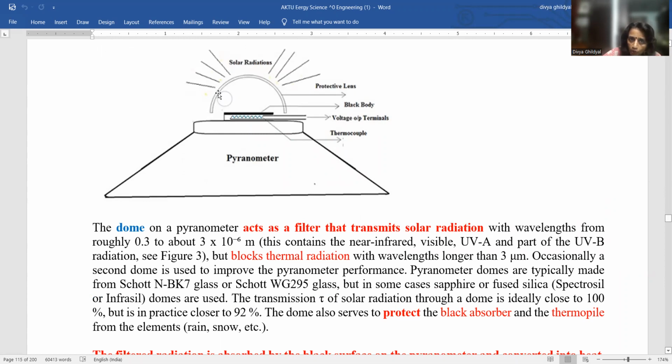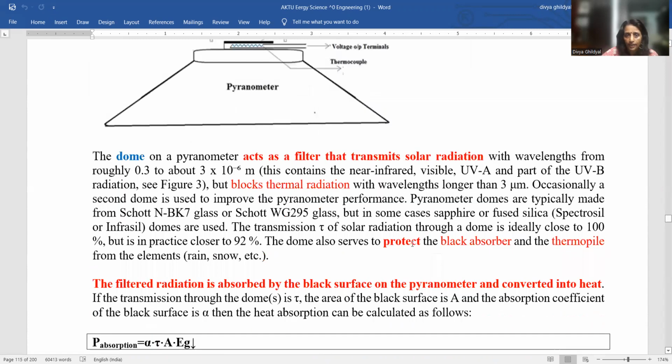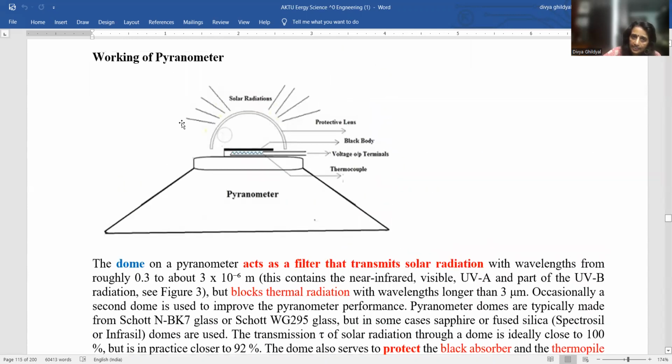This dome also serves to protect the black absorber and the thermopile which I have kept here from natural calamities like rain, snow, thunderstorm, etc. Suppose I carry this pyranometer to a place and suddenly snowfall happens. Then the snowfall can damage my apparatus. So this dome is going to protect it. That is why the pyranometer in itself stands different from other apparatus because of this dome shape, and because of this only its cost becomes high.